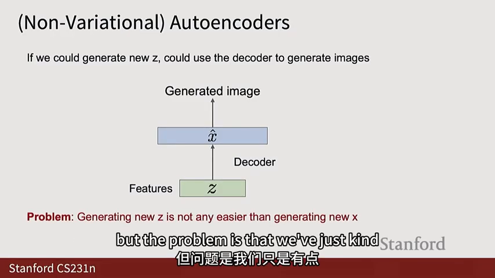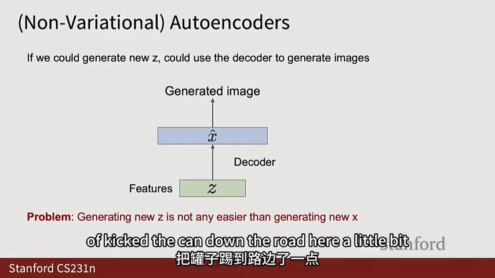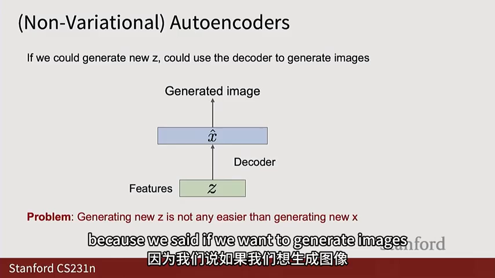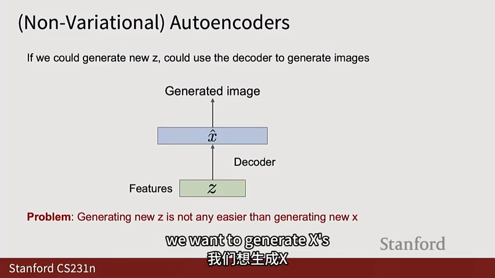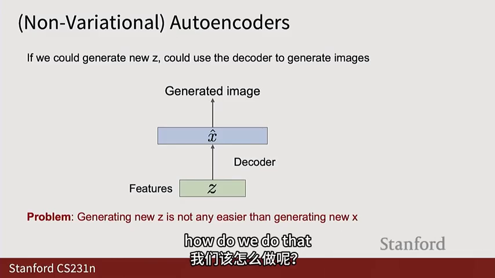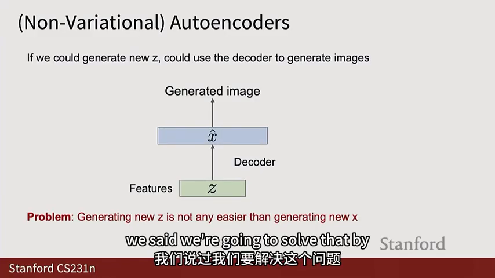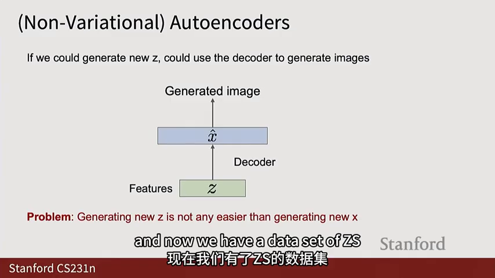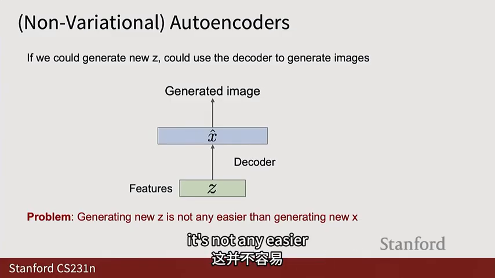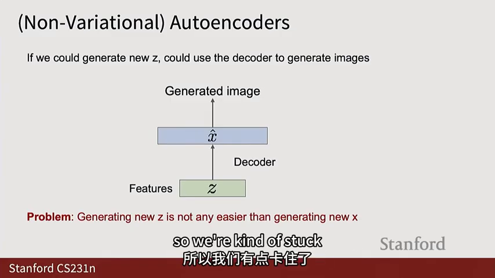But the problem is that we've just kind of kicked the can down the road here a little bit because we said if we want to generate images, we want to generate X's, we have a data set of X's. How do we do that? We said we're going to solve that by training this autoencoder, and now we have a data set of Z's and we need to sample in Z space. It's not any easier. So we're kind of stuck.